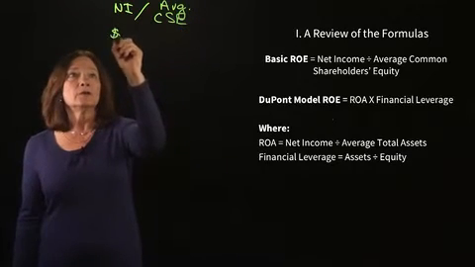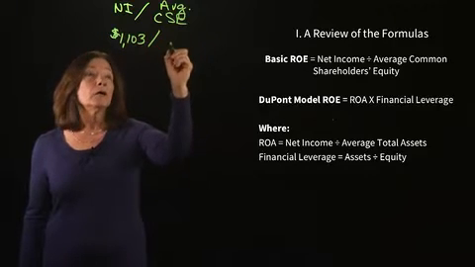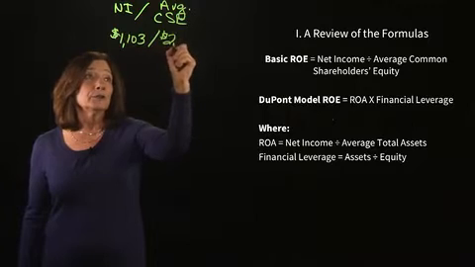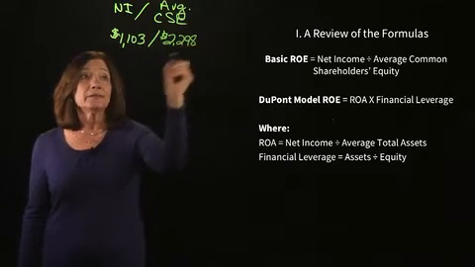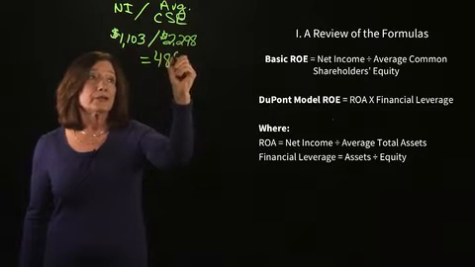So we have 1,103,000 divided by our average common shareholder equity of 2,298,000, and that gives us a return on equity of 48%.